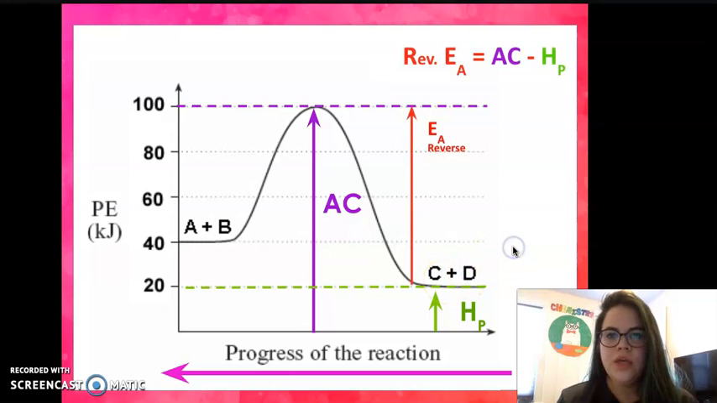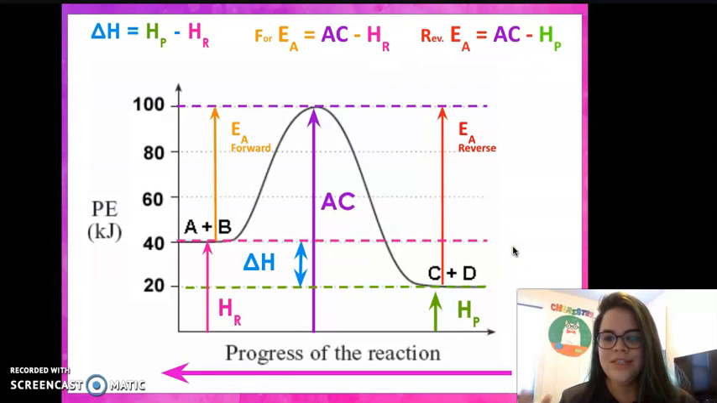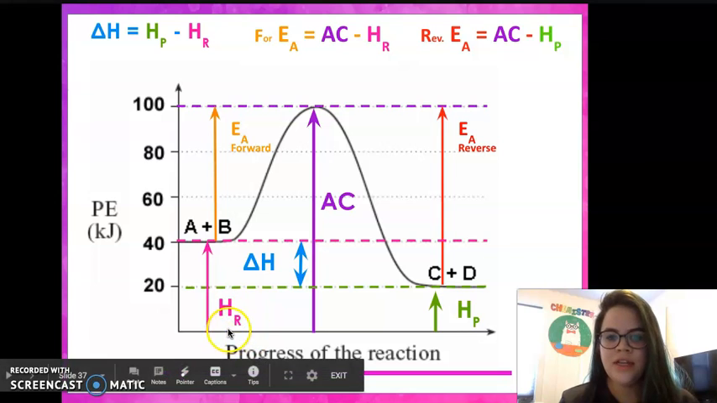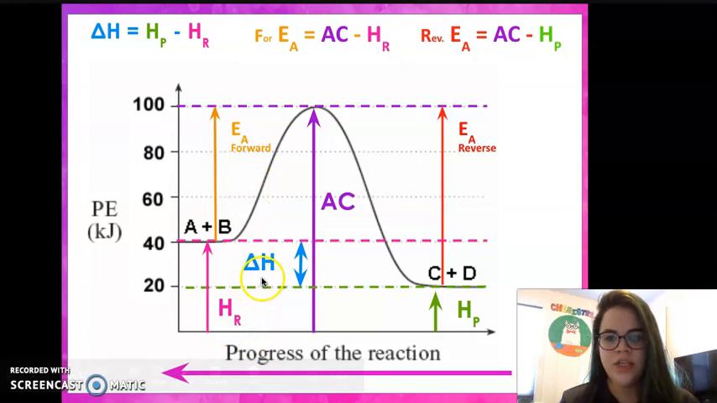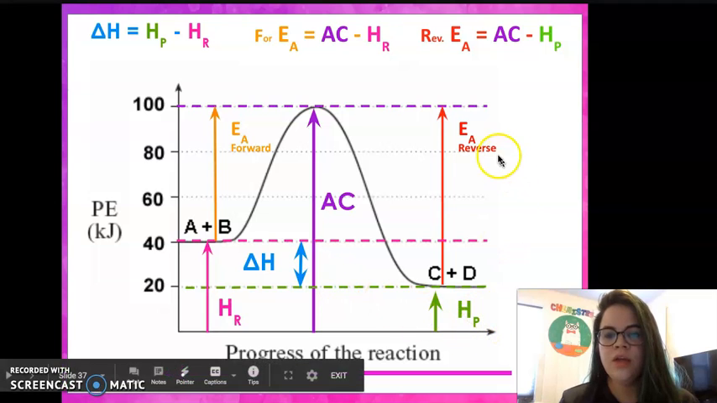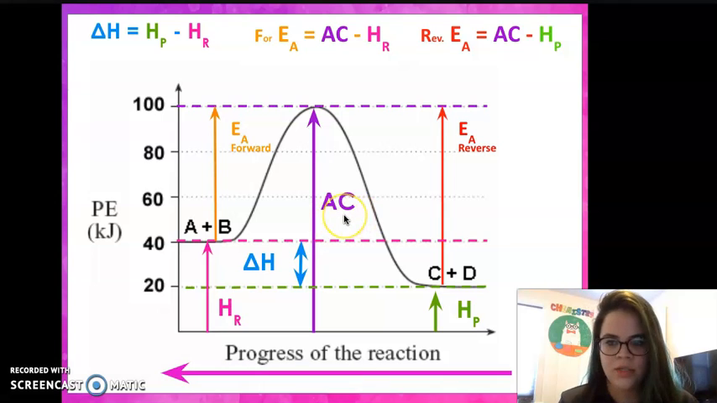Okay, so you have learned the 6 main points on a potential energy diagram. You might be asked to find the heat of reactants, the forward activation energy, delta H, the heat of products, or the reverse activation energy. You very seldom will be asked to identify the activated complex energy, but you need it to calculate both of these activation energies.